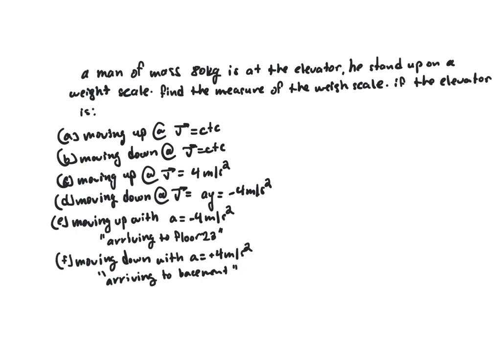All right, so this is saying a man of mass 80 kilograms is at an elevator. He stands up on a weight scale. Find the measure of the weight scale if the elevator is moving up at constant velocity.